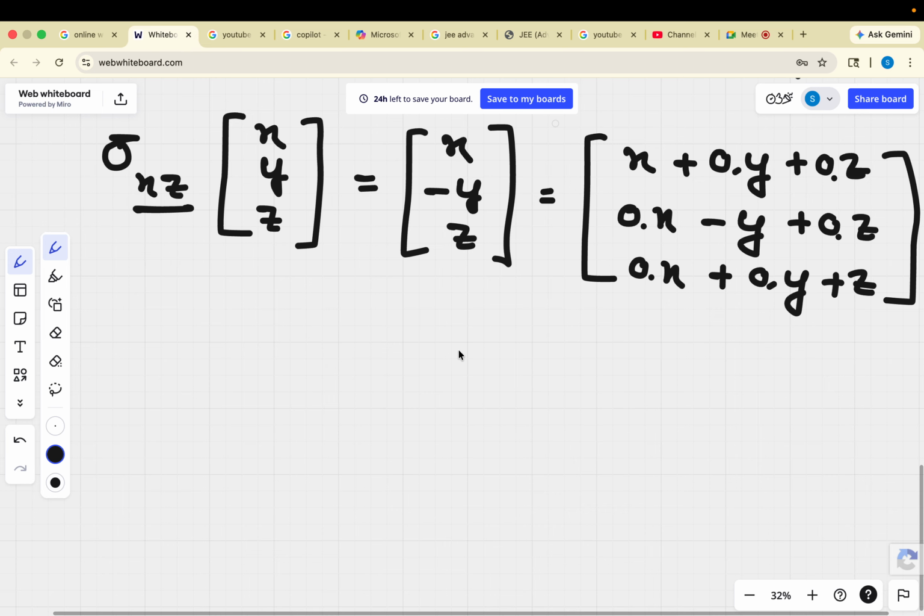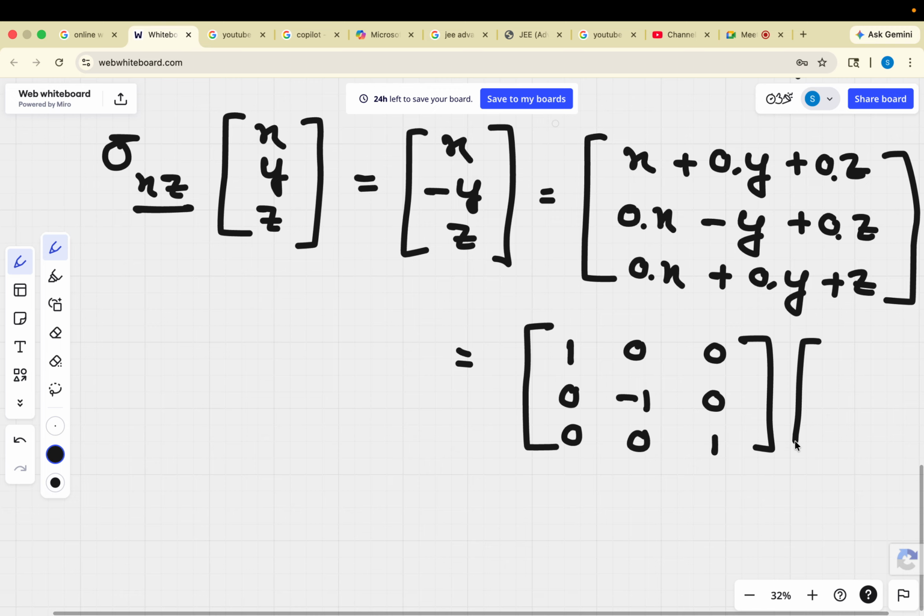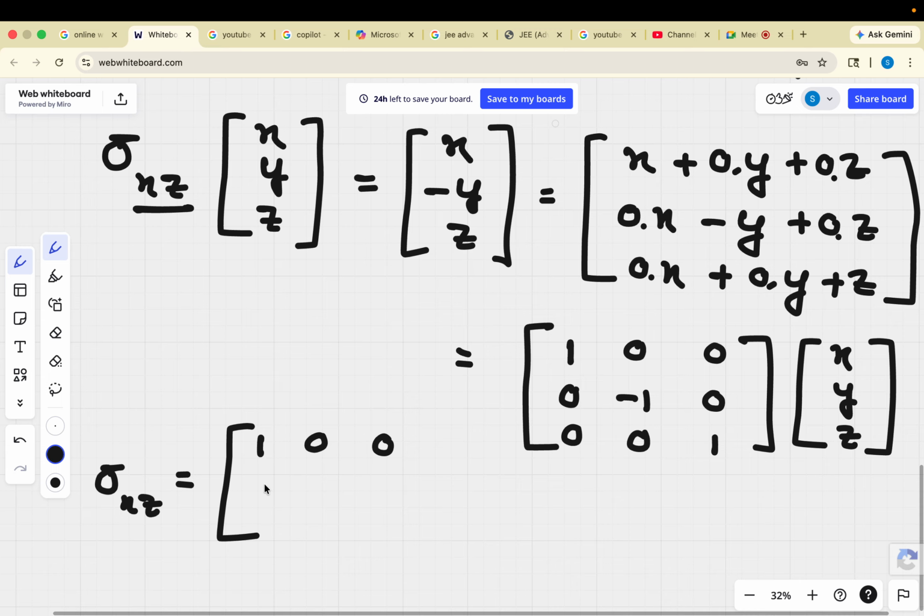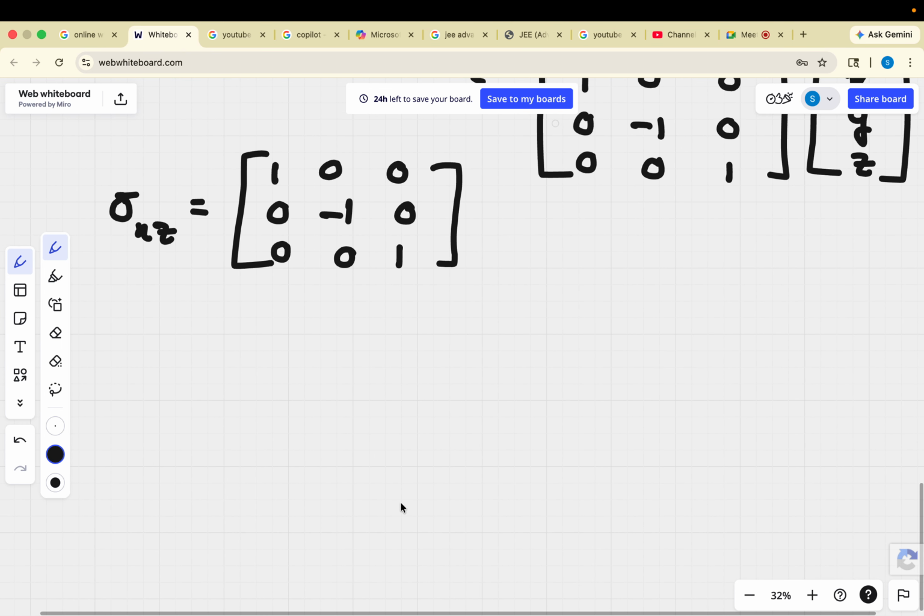Now if I take common of all these things, I am getting 1 0 0. Here also I am getting 0 minus 1 0. Here also I am getting 0 0 1. So this is basically your sigma xz matrix. I can write down clearly here that sigma xz matrix is 1 0 0, 0 minus 1 0, and last you have 0 0 1. So this is your sigma xz matrix.